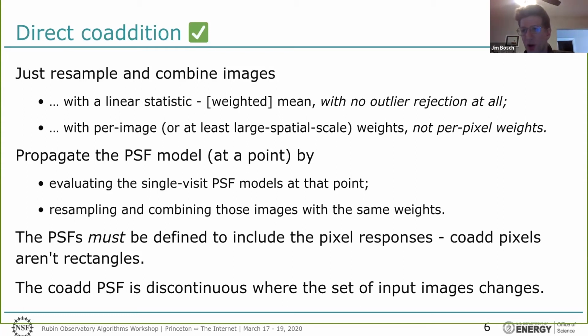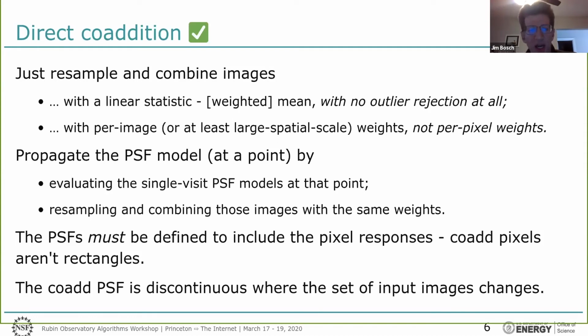If you follow those criteria, you can propagate the PSF model at a point on the coadd by evaluating the single visit PSF models and then resampling and combining those images with the same weights. Convolution is a linear operation, and so if you make sure that your coaddition is a linear operation, you can propagate your PSF this way.